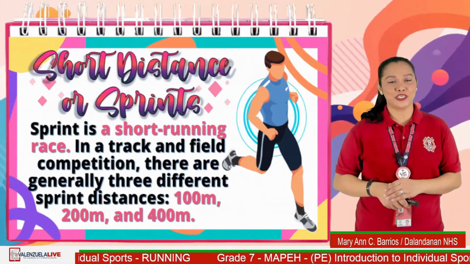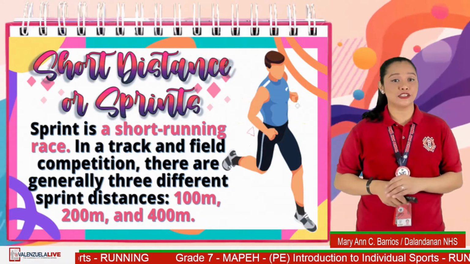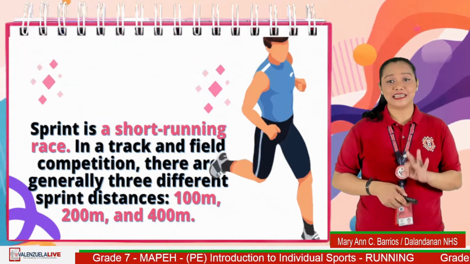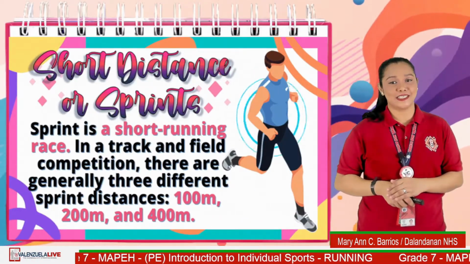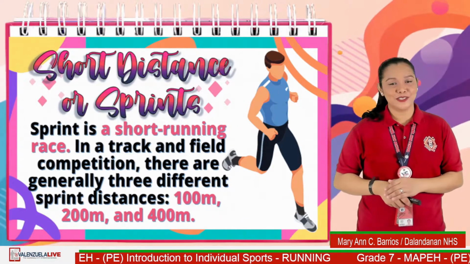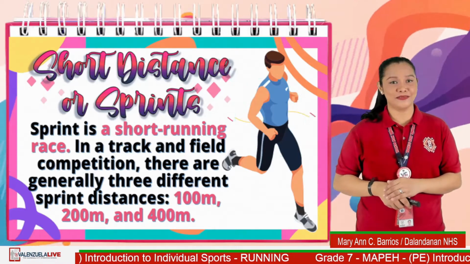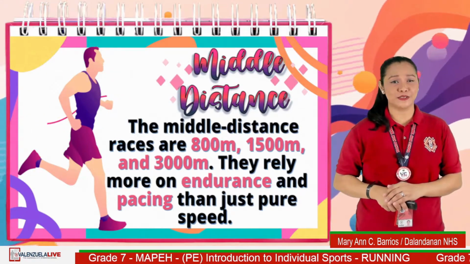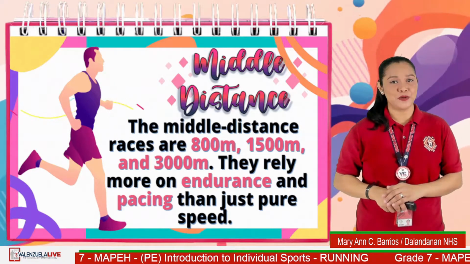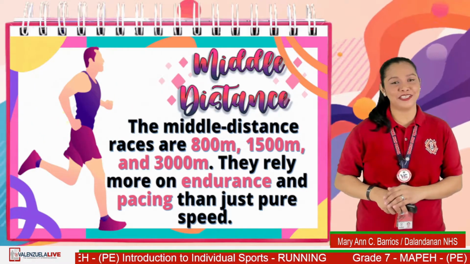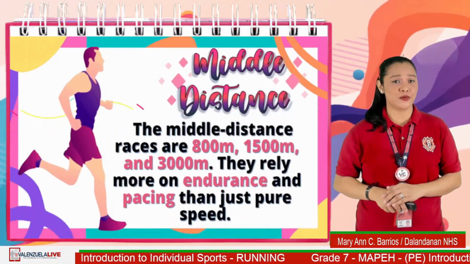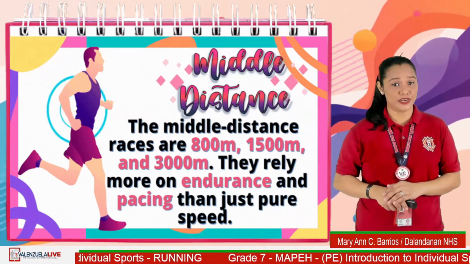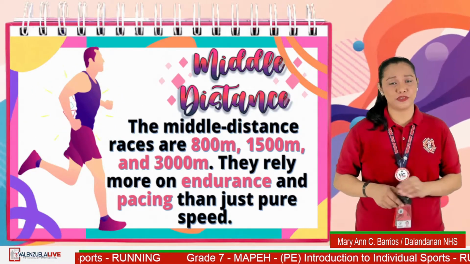Short distance or sprints. Sprint is a short running race in a track and field competition. There are generally three different sprint distances: 100 meters, 200 meters, and 400 meters. Next is middle distance. The middle distance races are 800 meters, 1,500 meters, and 3,000 meters. These races require different skills and tactics to win. They rely more on endurance and pacing than just pure speed.